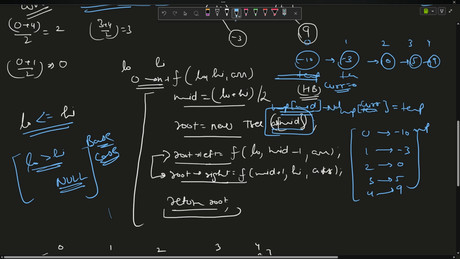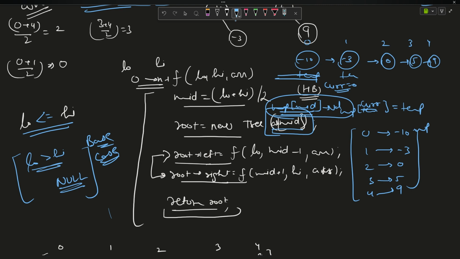Because to make a node, you need a value, not the whole list node, right? That is all you have to do. That is all you have to do, changing this ARR of mid to MP of mid value. And your answer will work fine for the linked list as well. Now it is time for you to see the code.